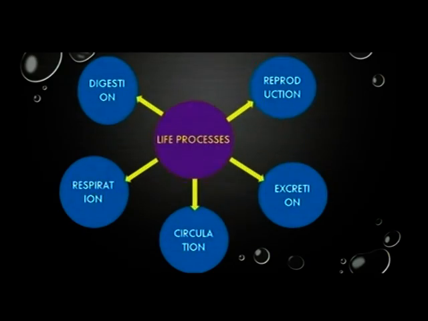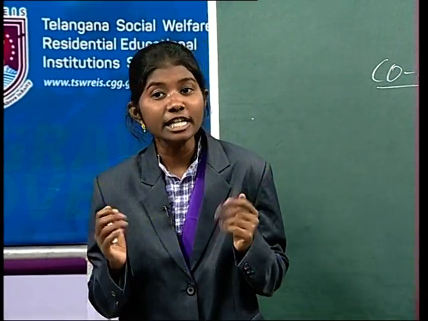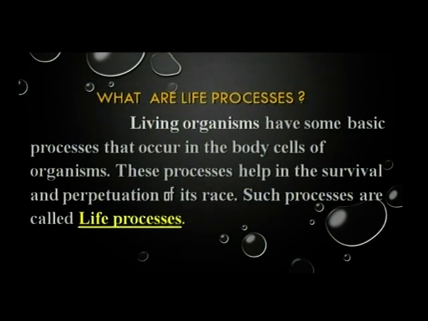So why do these processes occur in our body? Because these processes help in the survival of the organisms and also in continuing its race. So what are life processes? Living organisms have some basic processes that occur in the body cells of organisms. These processes help in the survival and perpetuation, which is nothing but continuation of its race. Such processes are called life processes.